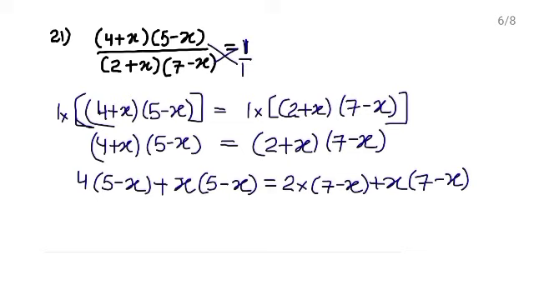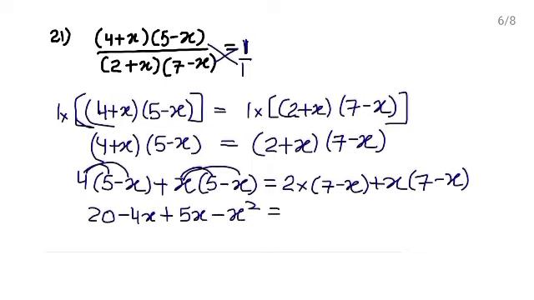Now again distributive property, 4 5s are 20. 4 multiply minus x is minus 4x, plus x multiply 5 is 5x, x multiply minus x is minus x square, equals to 2 multiply 7 is 14, 2 multiply minus x is minus 2x, plus x multiply 7 is 7x, x multiply minus x is minus x square.